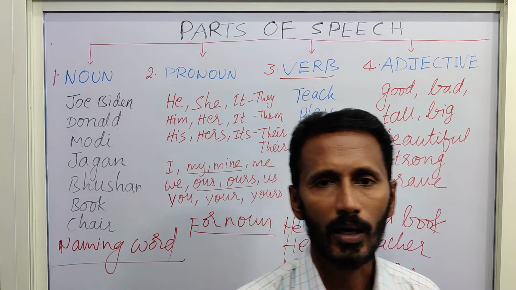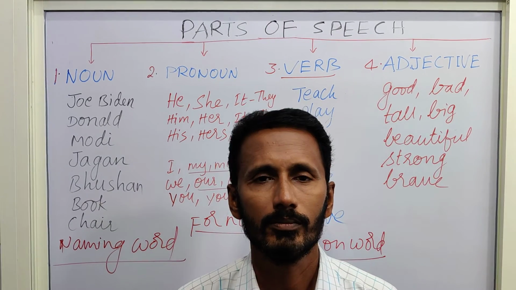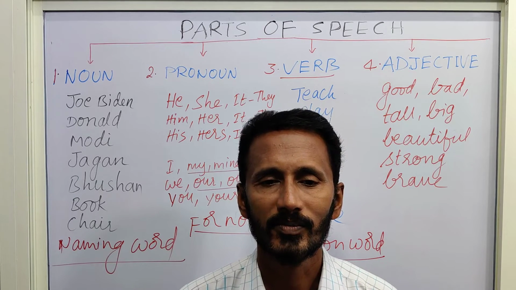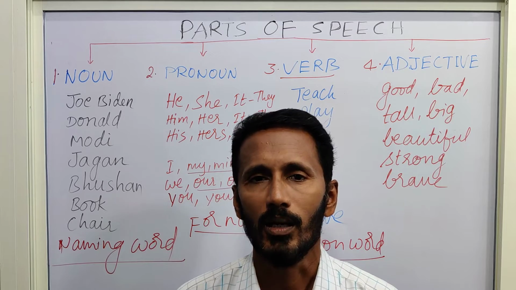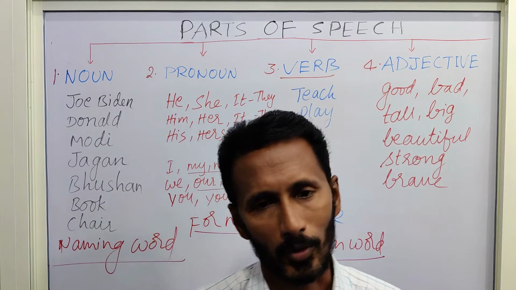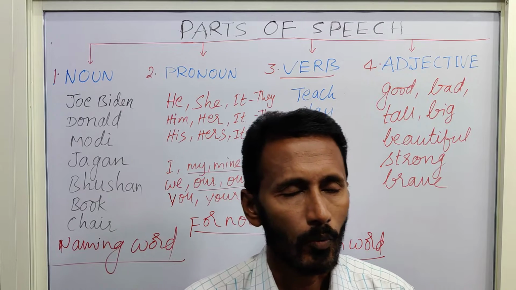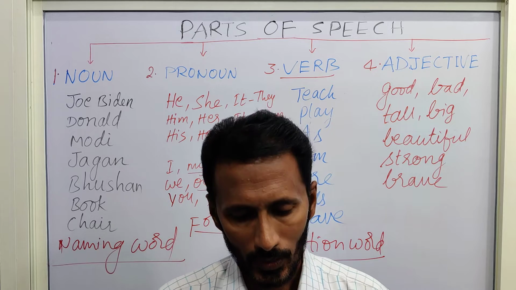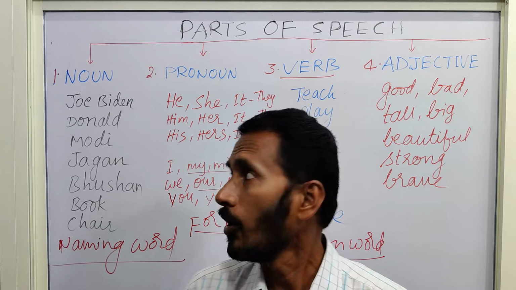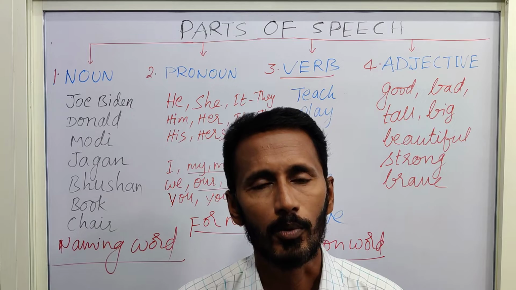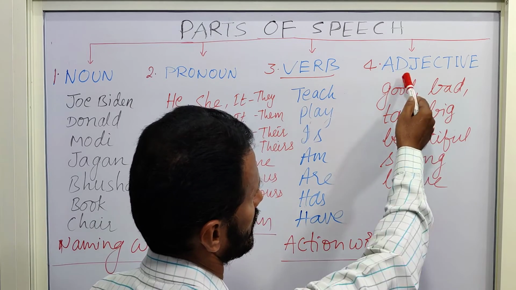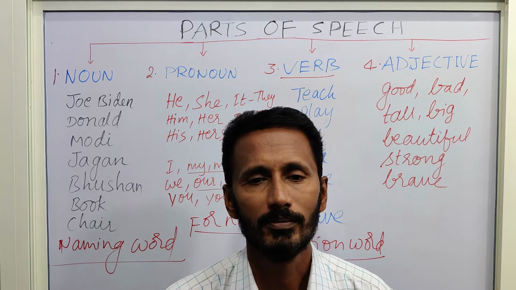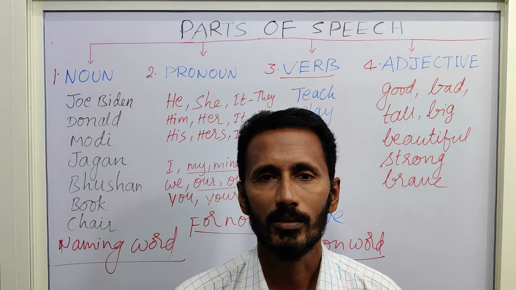Now coming to adjective. Adjective is a word that describes something about a noun or a pronoun. So why do we use adjectives in a sentence? To modify this noun, to modify pronoun. So we use these adjectives. For example, just now I have said, David is an honest man.